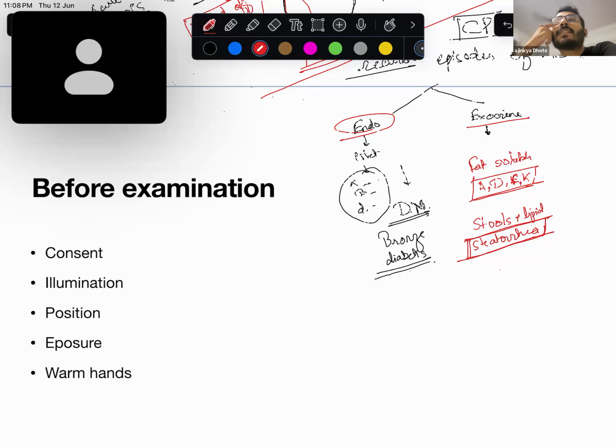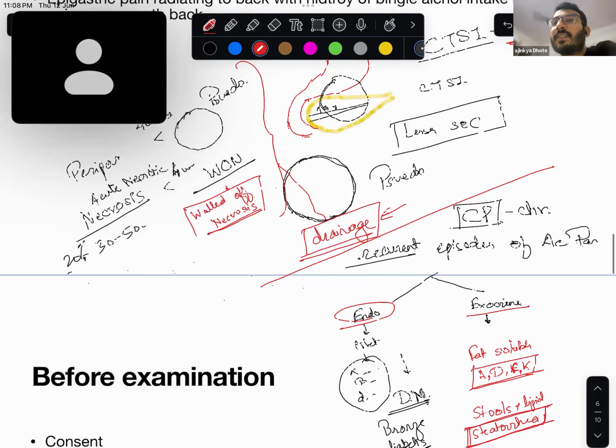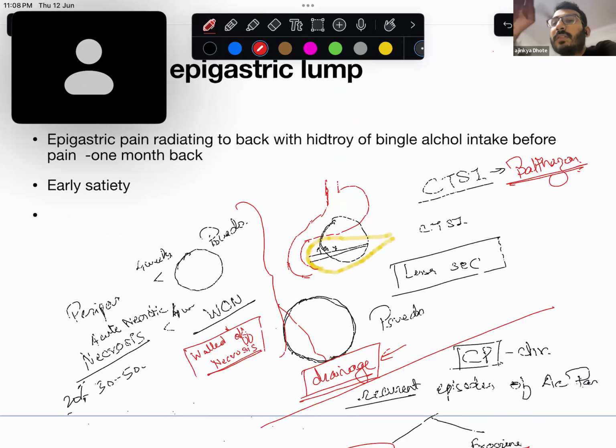Many times the examiner asks you in the exam what diagnosis you have come to after discussing all the history. So with this much history, I think you can come down to a diagnosis. Either it's a pancreatic lump or a gastric lump, benign or malignant, whatever the etiology is.